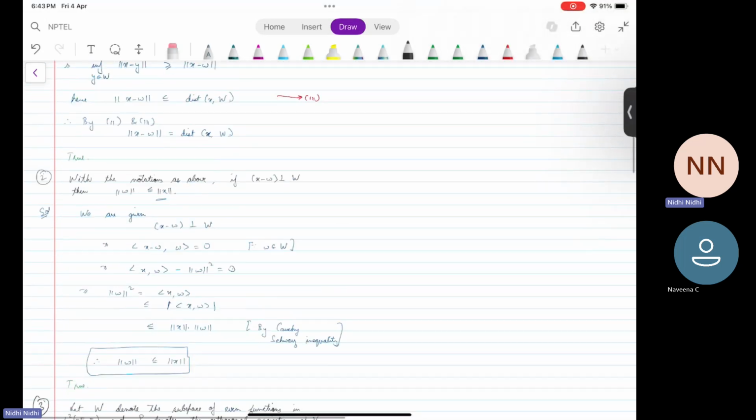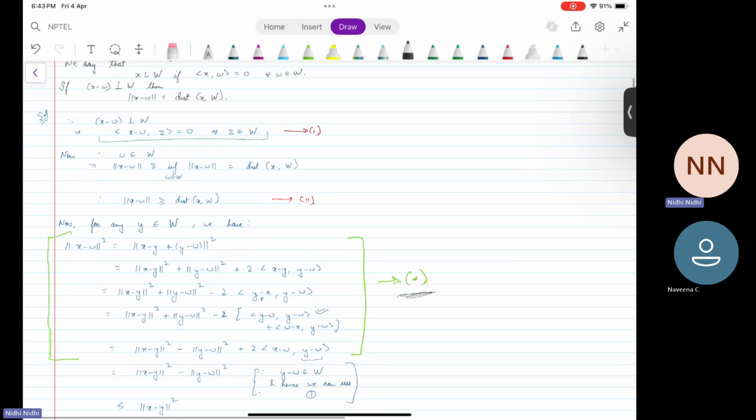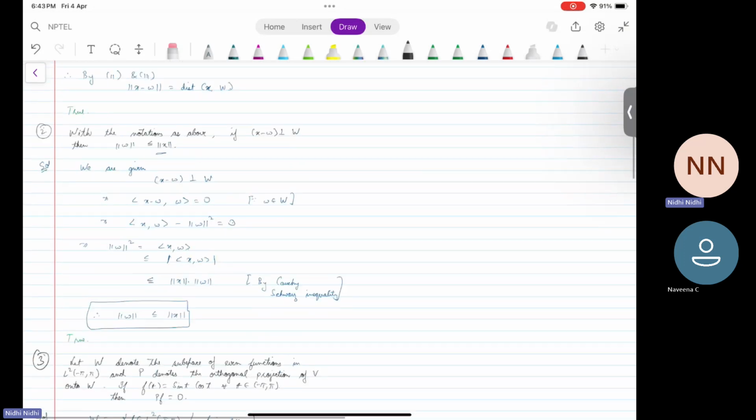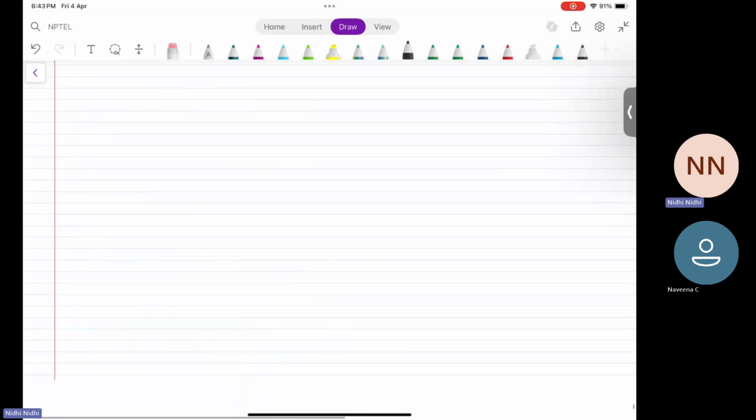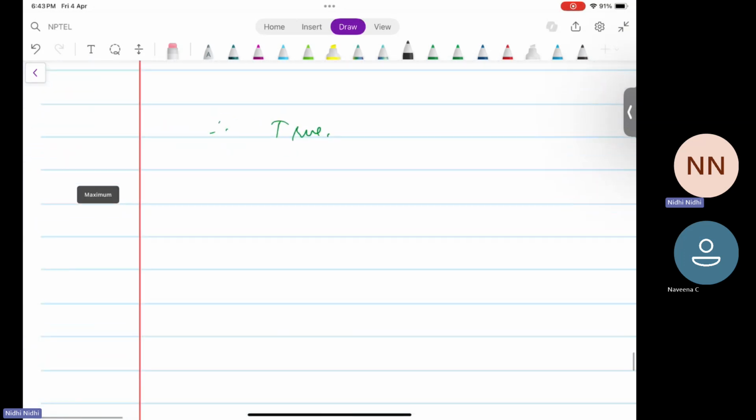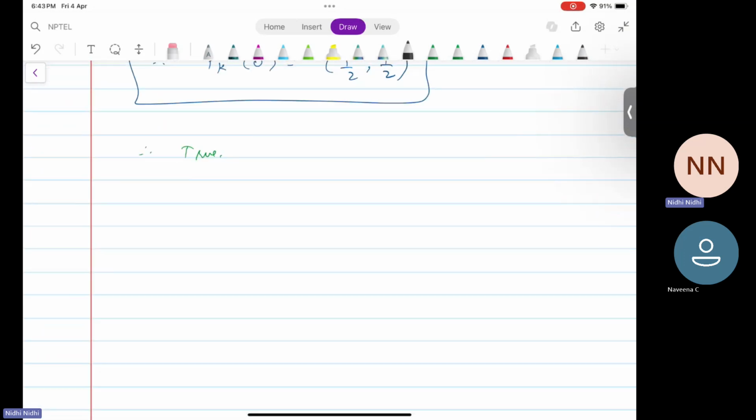Okay. So yes, we'll be using this type of calculation again, which is basically just the properties of inner product space. Let's move to the next question.